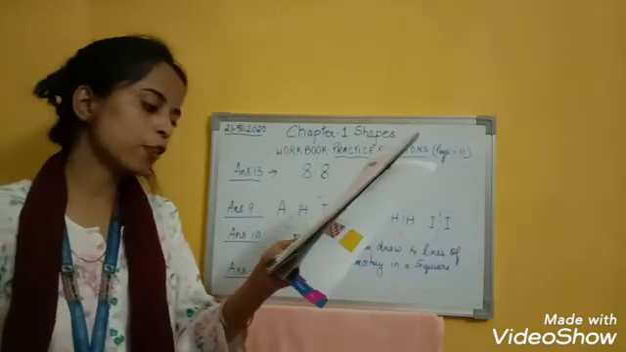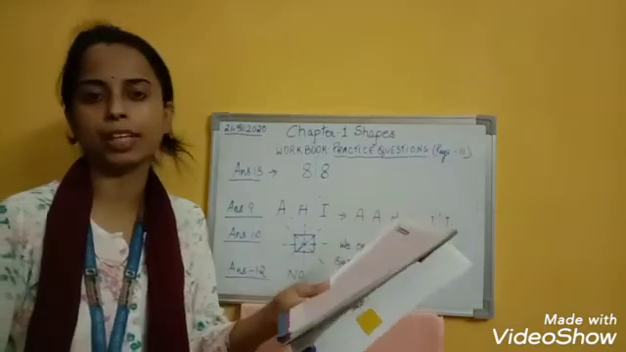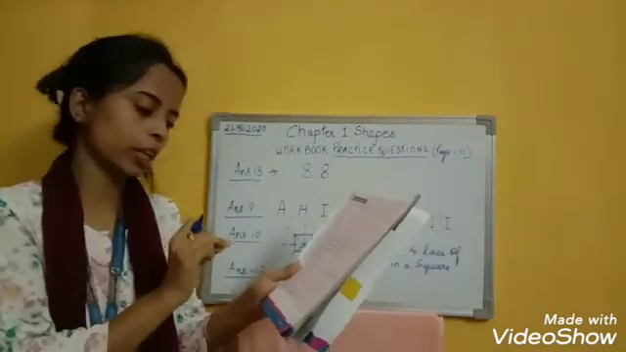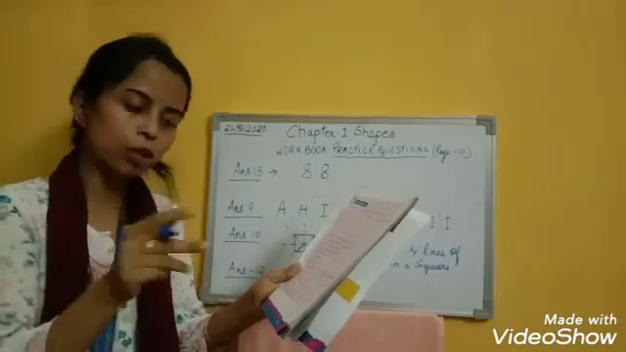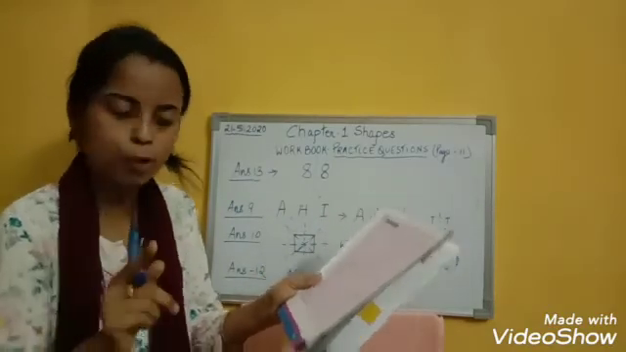Next, question number 14. The diameter of a cycle tire is 62 centimeter. What is its radius? As I have already discussed, same like this question number 14. So you do it on your own. You know how to find out its diameter and radius. So question number 14 is your homework.